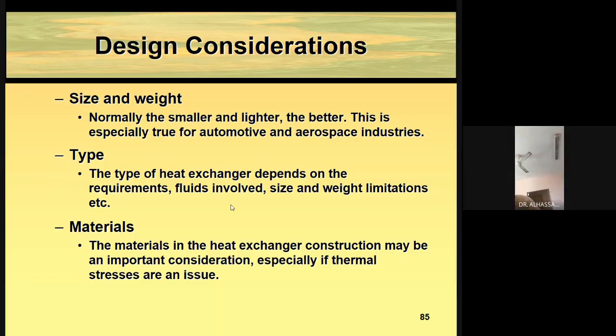And then the material consideration is also very important in order to know the thermal stress. Sometimes, if you are dealing with a very high temperature heat exchanger, then the thermal stress that is imposed on the material also needs to be considered.